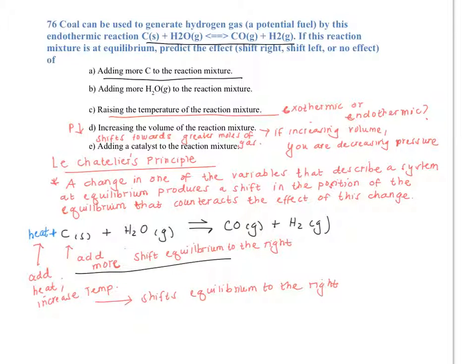Okay, if we raise the temperature of a reaction mixture, it's important to look at, is it exothermic or endothermic? If it's exothermic, heat is a product. If it's endothermic, heat is a reactant. Okay, in this case, it states that we have an endothermic reaction. So that means heat is a reactant. If we add more reactant, in this case heat, the equilibrium will shift to the right to relieve that stress.